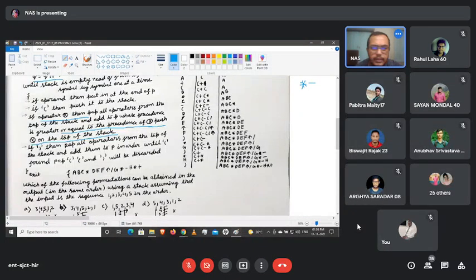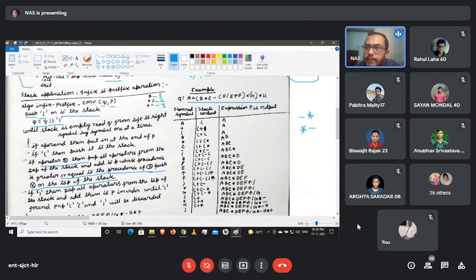So now it will be much more clear if we do this particular example. Look at the example. The expression has been given as a plus b star c minus d by e exponential f star g star h.